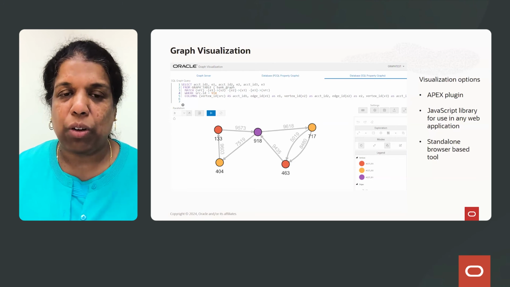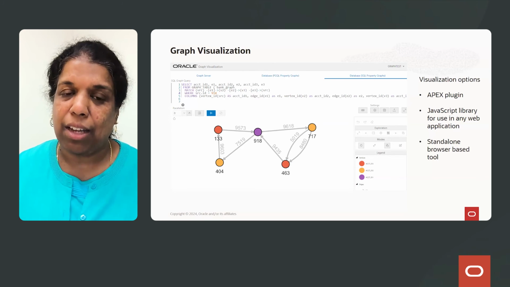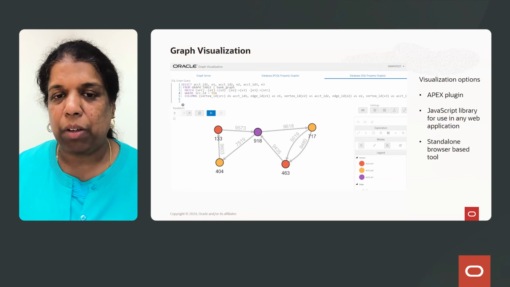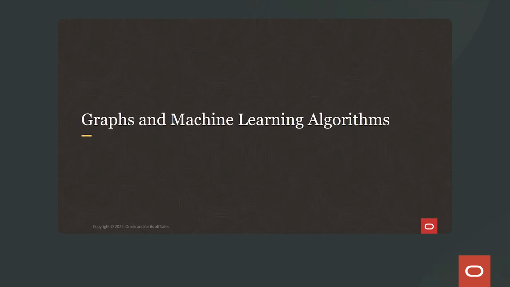And you can see the visual representation makes it very interesting to look at the same data rather than just a tabular representation. And that's what this tool and the JavaScript library will enable you to do. So now let's look at how graphs work with machine learning and AI.